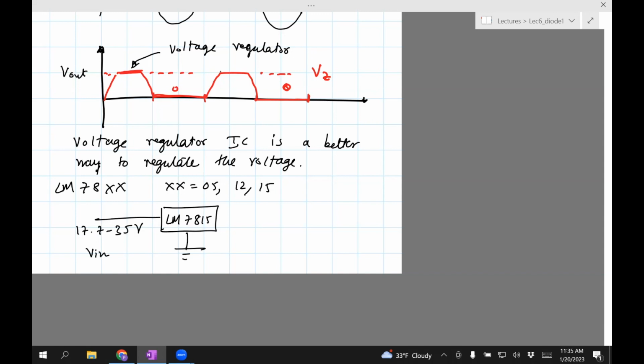This is your V in. So your power supply can be within that range. You don't want to go above that because that will damage the IC. And what you're assured is that the output is always 15 volts, because this is a 7815 IC. It's a 3-pin IC. You'll see 3 legs. As I've shown you, one will go to the ground, one will be input, one will be output.